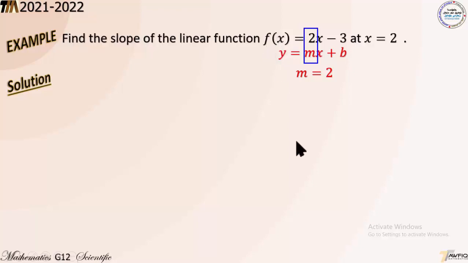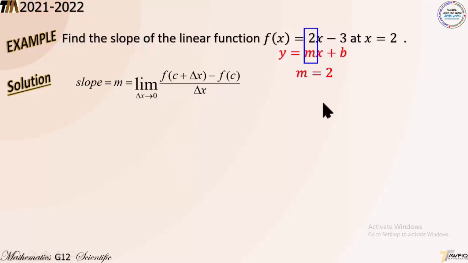This is if we use the way of Chapter 1, Lesson 2. But to use the definition of the slope of the curve, the slope is equal to the limit as delta x approaches 0 of f of c plus delta x minus f of c over delta x.